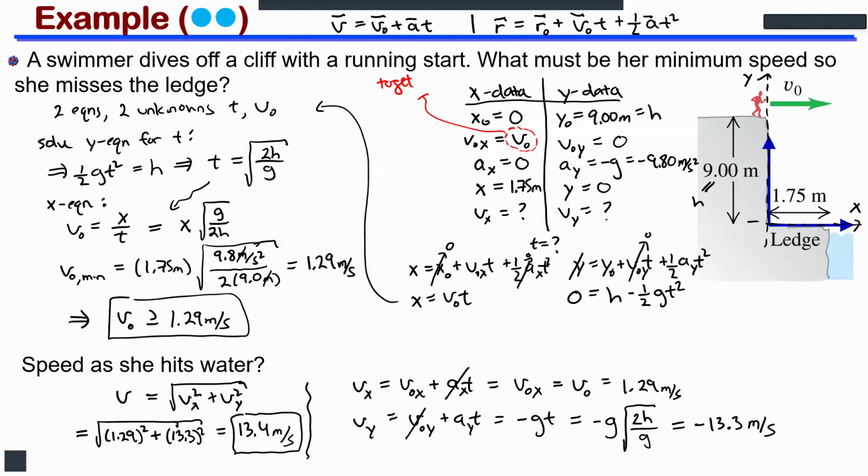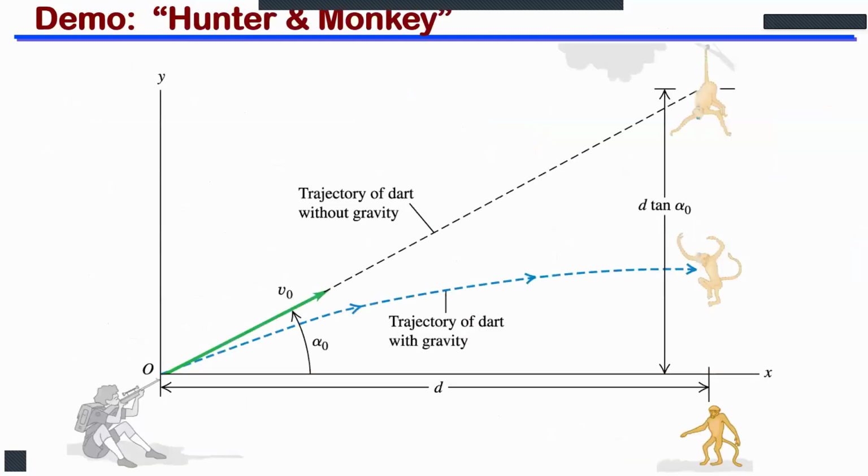To wrap up this tutorial, I actually want to do a classic demo for you. This demo used to be called the Hunter and Monkey. Now it's the zoologist and the monkey. This is just a tranquilizer dart gun you're seeing here. And the idea is that the zoologist needs to tranquilize the monkey to administer some medicine.